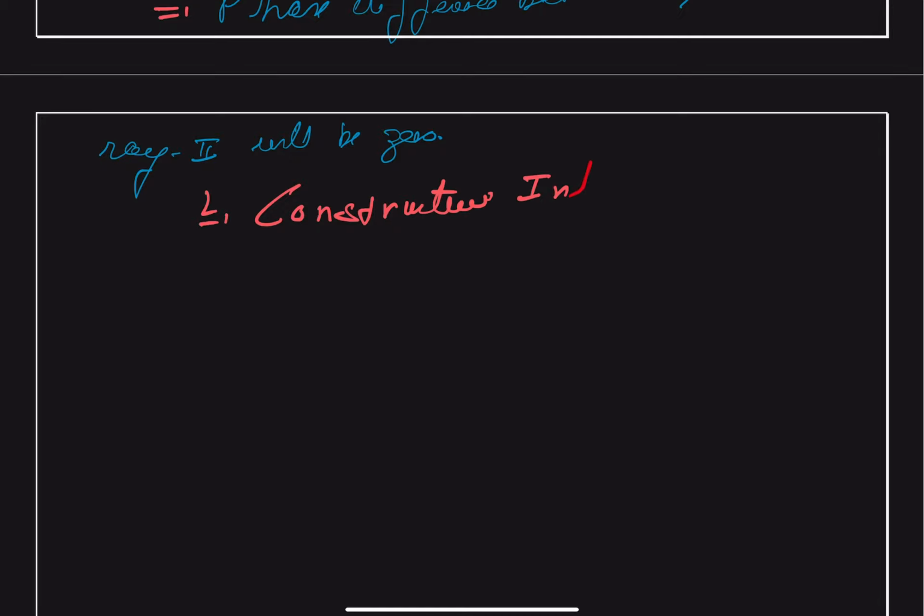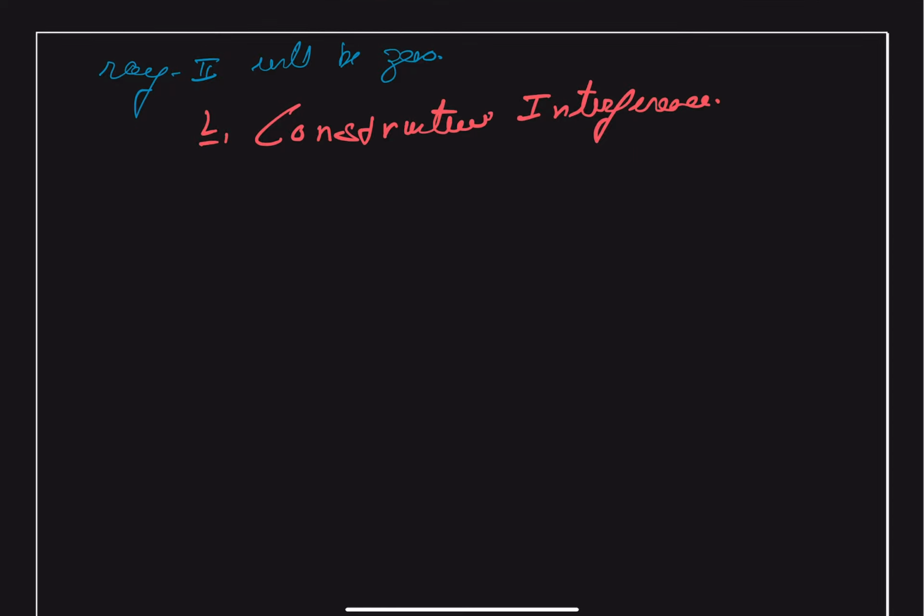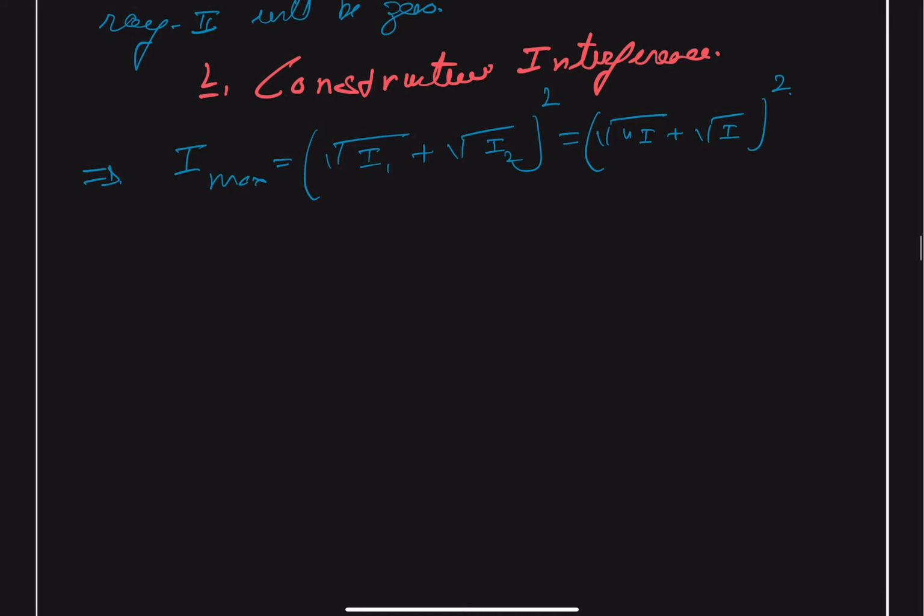Constructive interference. Therefore, we can say that maximum intensity, that is I max, will be equal to square root of I1 plus square root of I2, whole square, and they are given as 4I plus I, whole square, and this gives us that our I max will be equal to 9I.